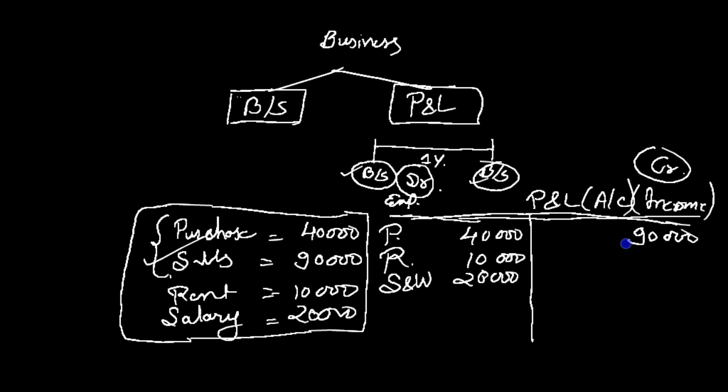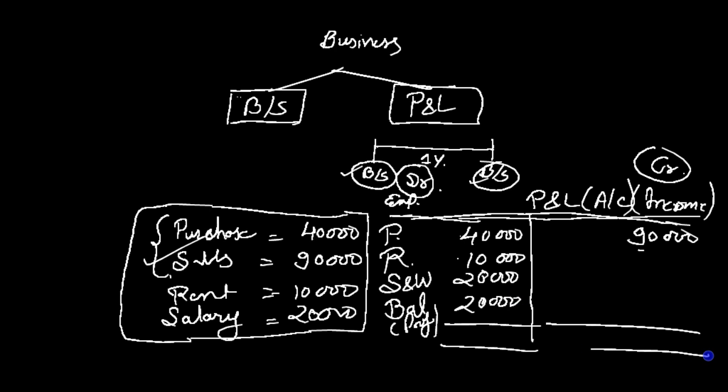Now we can easily calculate the profit. So the profit: 90,000 income, and expenditure is 40 plus 10, 50, plus 20, 70. So 90 income, 70 expenditure. So the balance, which is nothing but the profit earned during the year, is 20,000. Now, to whom does this profit belong? This belongs to the owner.